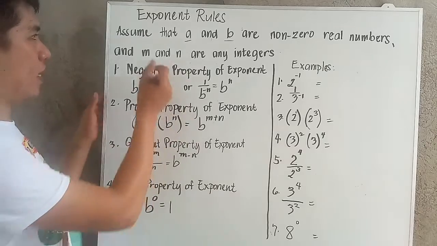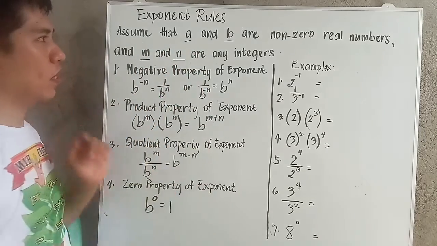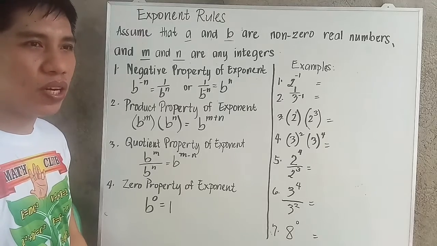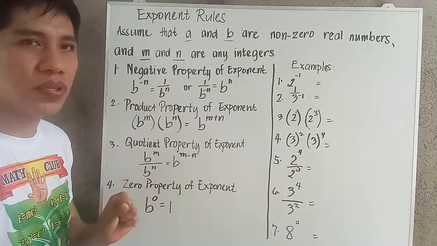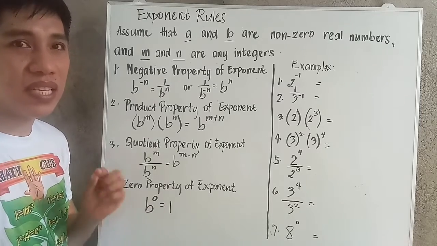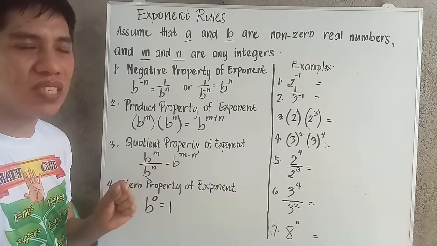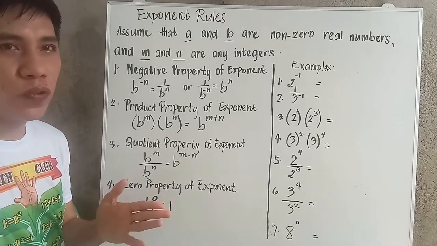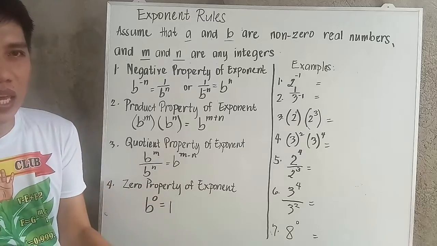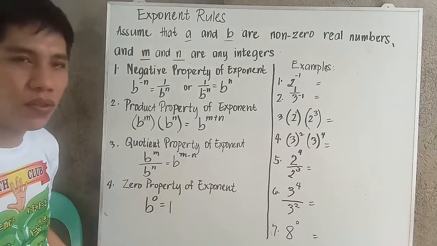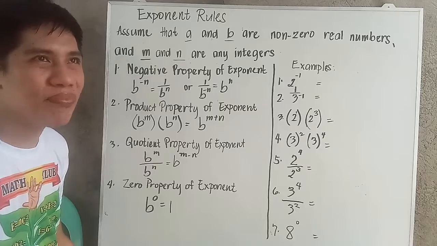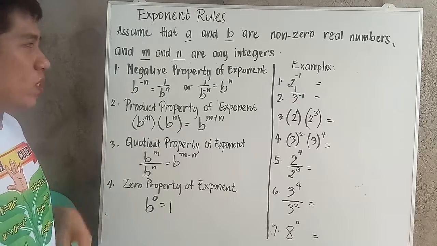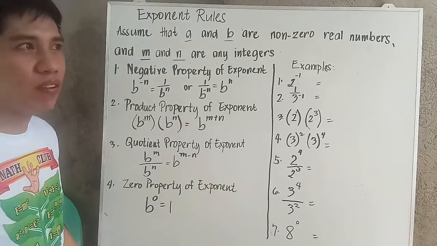Then M and N are any integers. If we say integers, these are exact numbers, either positive or negative. For example, -2, -10, -100. Then we also have 2, 4, 6, 8, 10. Those are positive integers, and -2, -10 are examples of negative integers.